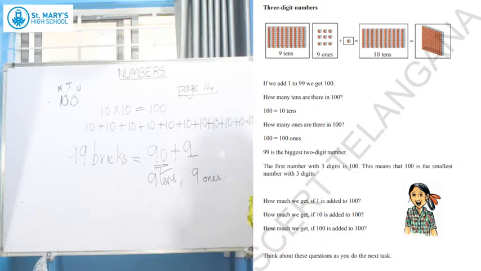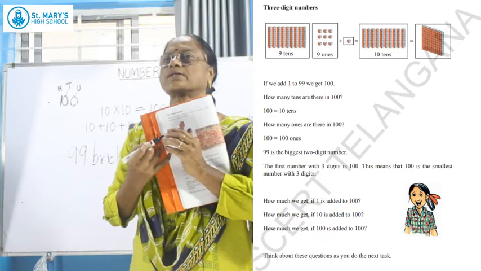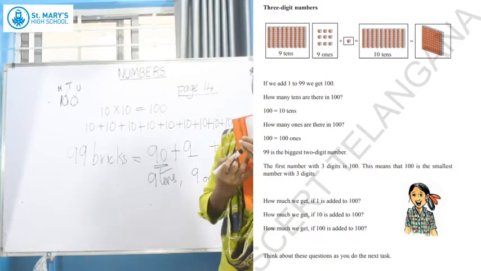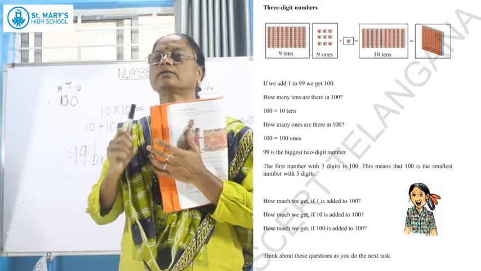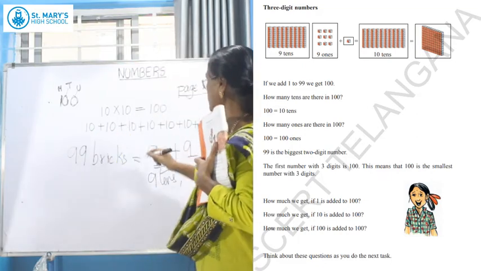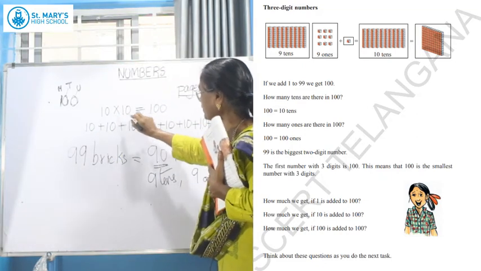Isn't it? So that's what you can see there. If you add one more brick, then 99 plus 1 is equal to 100. 100 means what? 10 tens. Repeat all of you: 10 tens. 100 is equal to 10 tens. That is what I wrote in multiplication form, 10 tens.